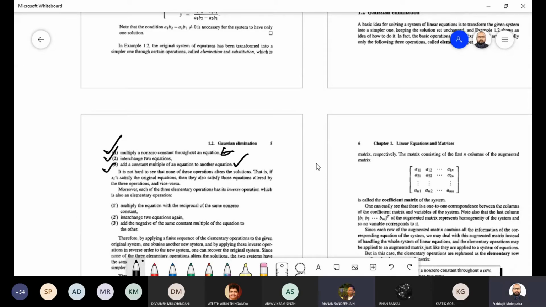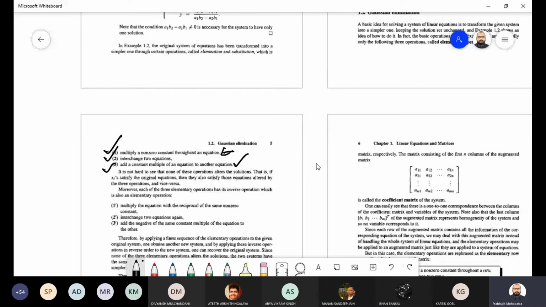Yes, sir. Except these three permissions, we cannot do anything else. But these three operations are allowed. You can do these things without affecting those equations. Nothing is going to change. Getting or not? Clear or not? Yes, sir.